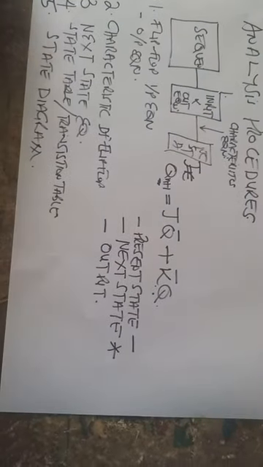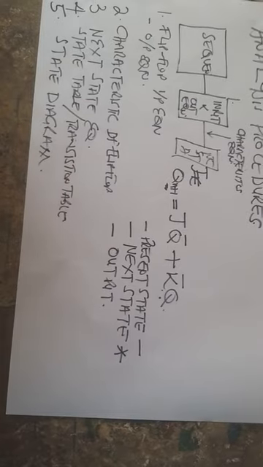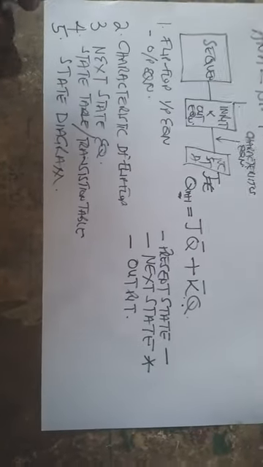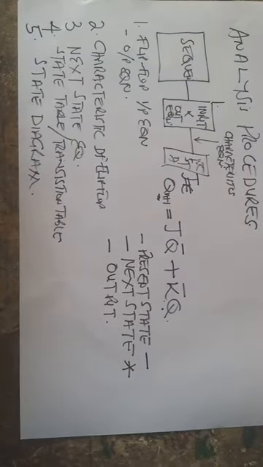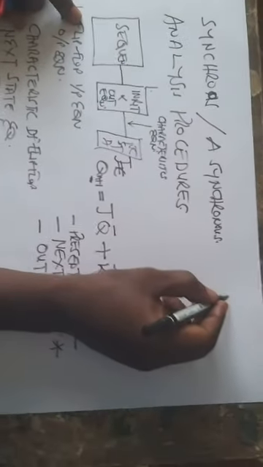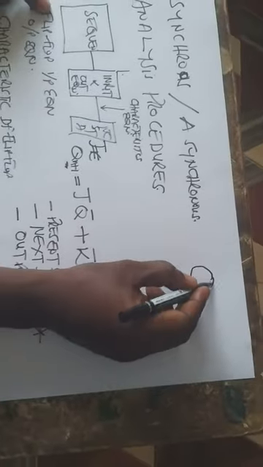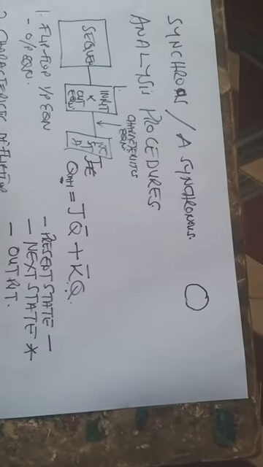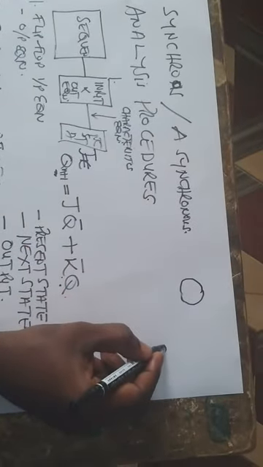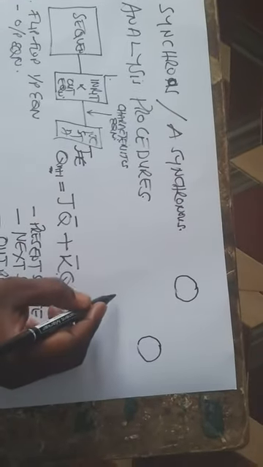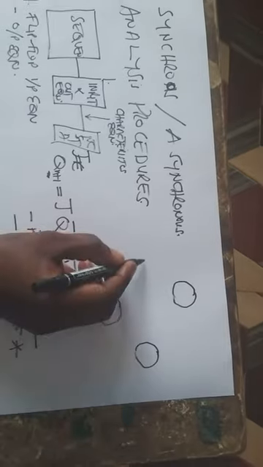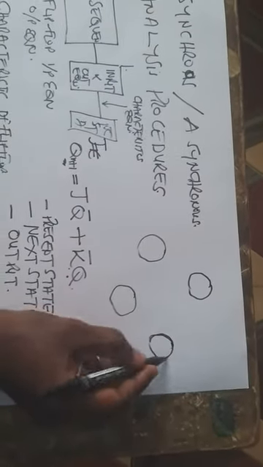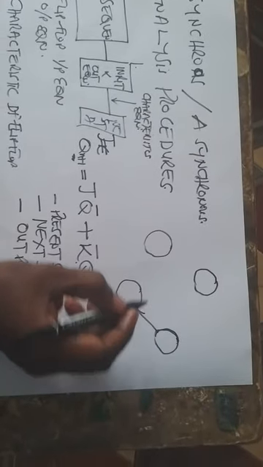In our state diagram, we use circles to represent a state. So let's say that we use a circle to represent a state. Let me just give a typical example of a state table. I will explain everything.